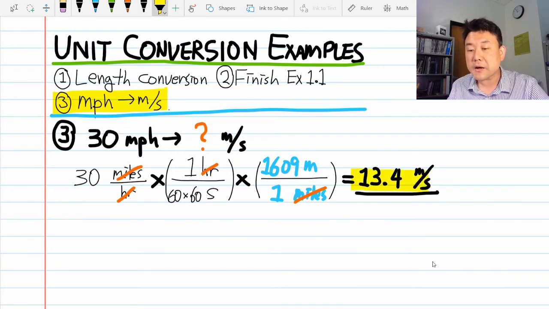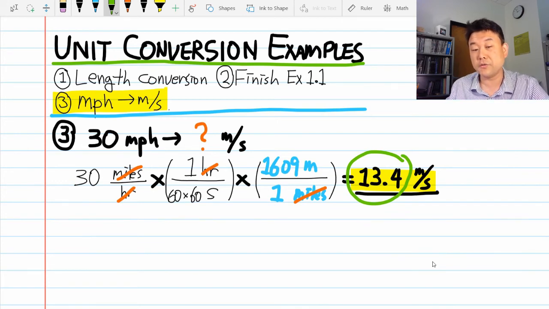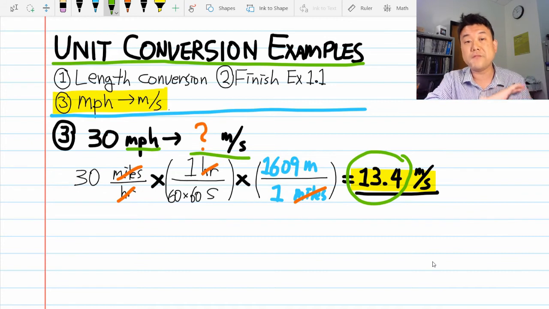Now, there's a quicker way to do this calculation so that you can do it in your head. This 13.4 is very close to 15. If it were 15, then we would be saying 30 miles per hour is 15 meters per second. It's a simple division by 2. So if you just want to get a quick sense of how a number in meters per second relates to a number in miles per hour, it's a simple factor of 2. You take the number in miles per hour, divide it by 2, and that'll give you a number in meters per second. So if you are speeding at 100 miles per hour, then you're moving at approximately 50 meters per second.